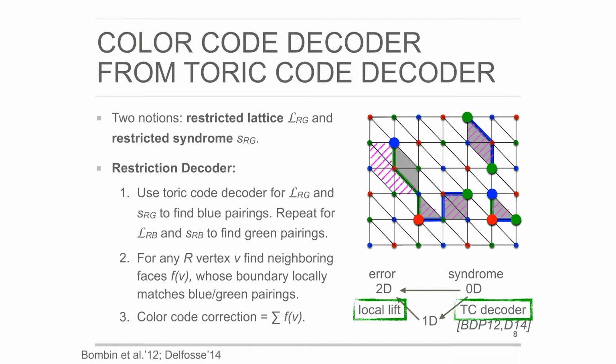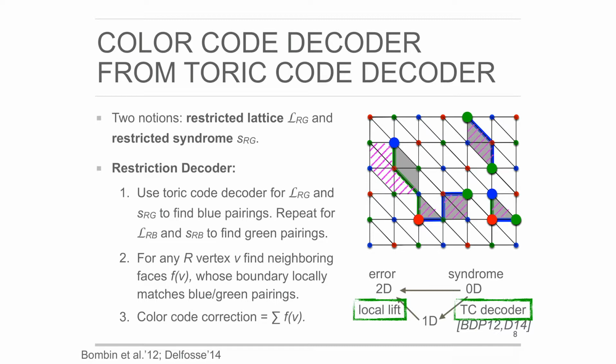So how does this work in detail? Let's see that in an example. The first step is we will consider the restricted lattice, red-green, and the restricted syndrome. And we will use the toric code decoder to find the appropriate pairing of those excitations. So I will call it the blue pairing. So we just pair up excitations in that lattice. And we will do it also for the other restricted lattice, red-blue lattice. And I will call this pairing green. Then the next step is to combine those two pairings.